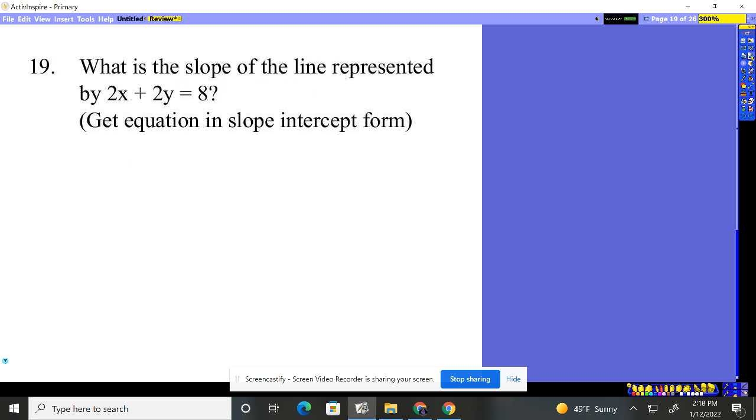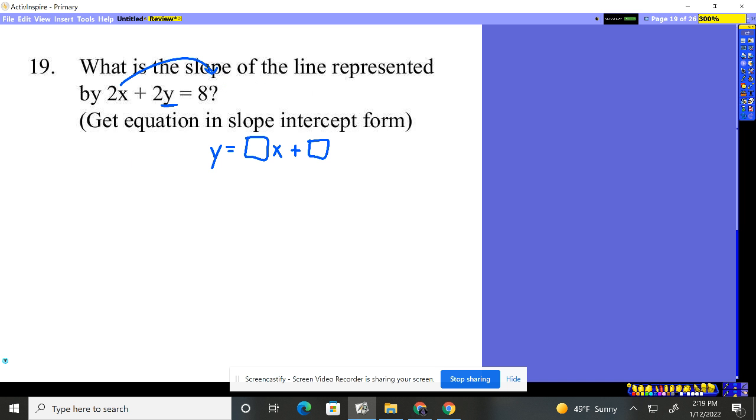What is the slope of the line represented by 2x plus 2y equals 8? And I even give you a hint. Get the equation in slope-intercept form. Slope-intercept form, remember, we want to get y by itself. It'll be y equals, we say mx plus b. So it's y equals something x plus the number. So we need this y by itself.